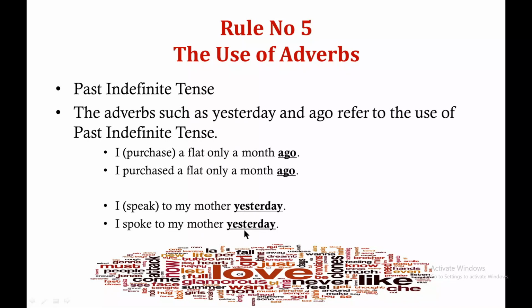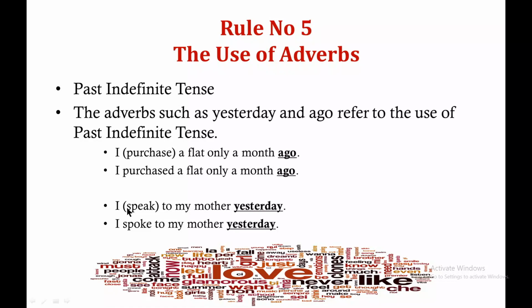Now, if there is a negative sentence of past indefinite tense, because usually students struggle with negative sentences of past indefinite tense, it will be like: I not speak, in brackets there will be not speak, to my mother yesterday. If such a question appears in the exam, you have to use the negative sentence of past indefinite tense. And in negative and interrogative sentences, you have to use did as a helping verb plus not.